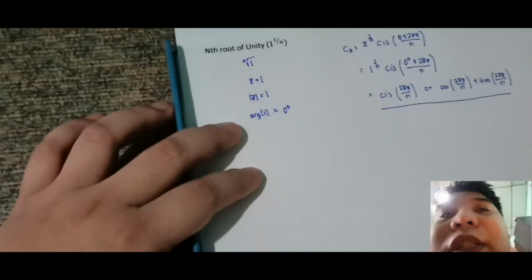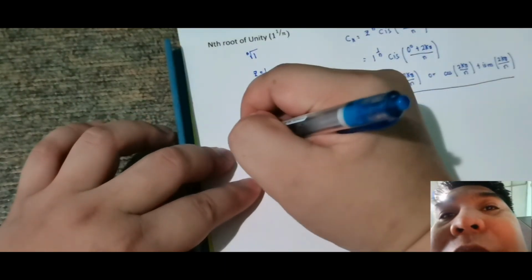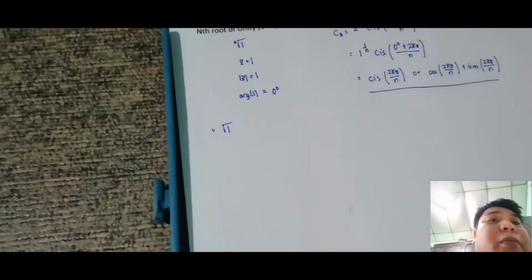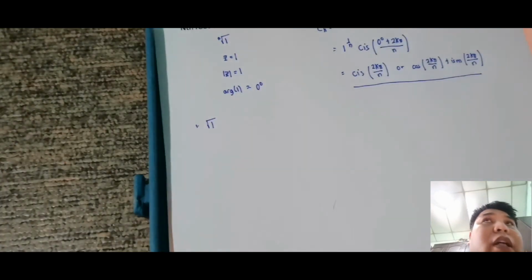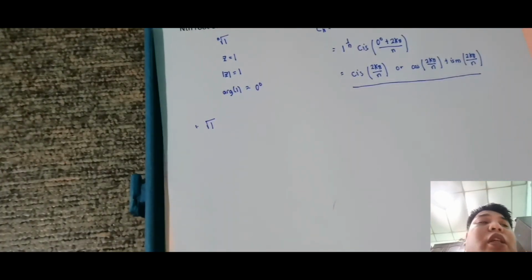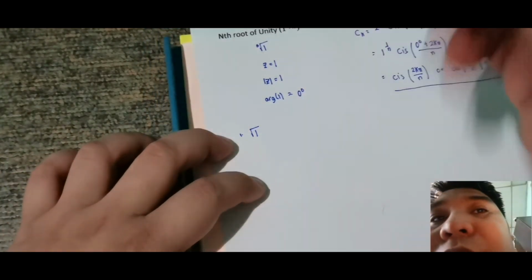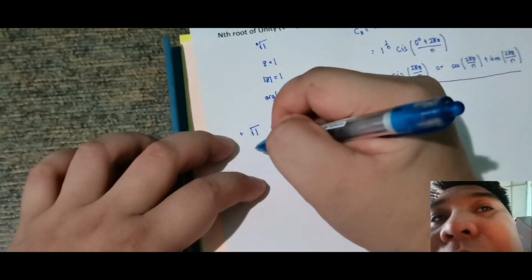Okay, so try na natin sa square root of 1. So example, si square root of 1. Okay, since unity lang pinag-uusapan, lagi lang si 1 to. So baka sabihin mo, sir, ibang unity, si negative 1. Hindi siya unity. Si unity, si 1. Okay, so si 1, square root of 1. So wala na tayo ibang gagawin. So proceed agad tayo. So C sub 0.